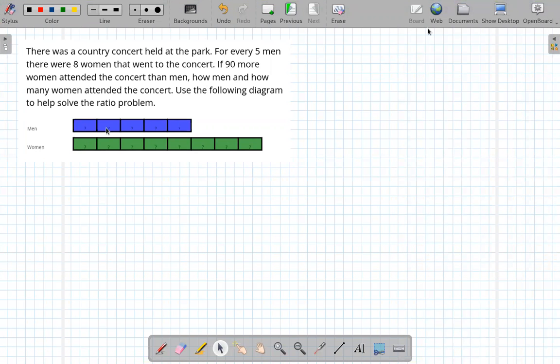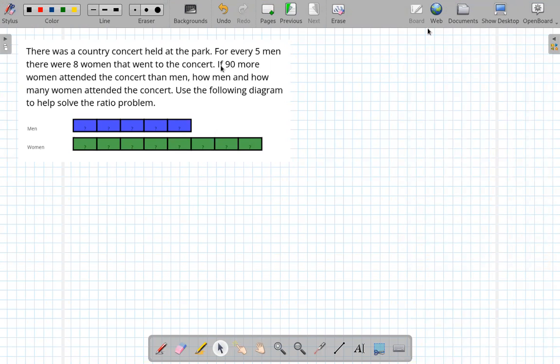So we're going to use the picture to help us solve this here. So let's see. There was a country concert held in the park. For every 5 men, there were 8 women at the concert. And so here they're showing me that. So I have 1, 2, 3, 4, 5 rectangles for the men and 8 equally sized rectangles for the women. And right now they have little question marks inside. So how much is each of those worth?